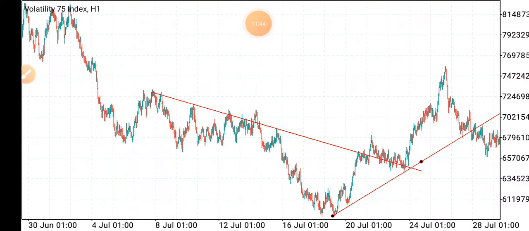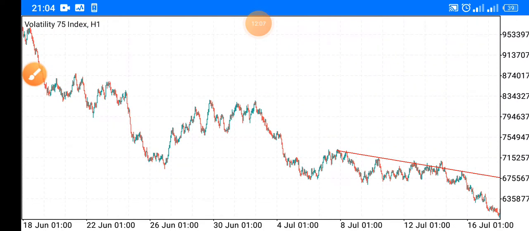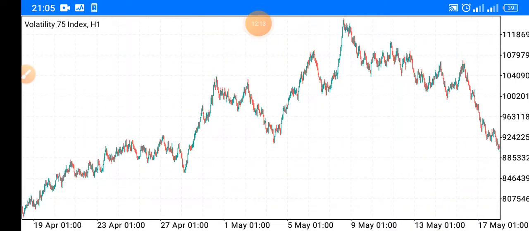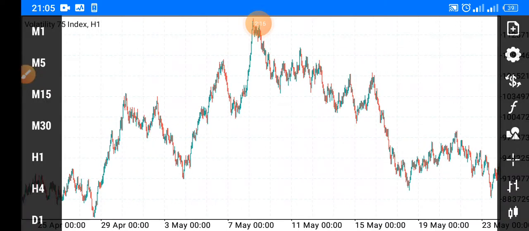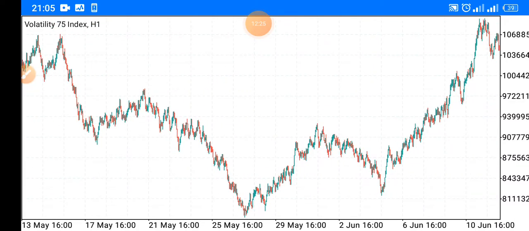Because we've got our shoulder here, another shoulder here, this will be our head. Then it gets broken to the upside there, then price comes back to retrace, then it should pick up again. So this one got respected as well. Today I don't have any example where the trend line breakout didn't work out, but if I get another example, I'm going to show it to you. That's enough for today.